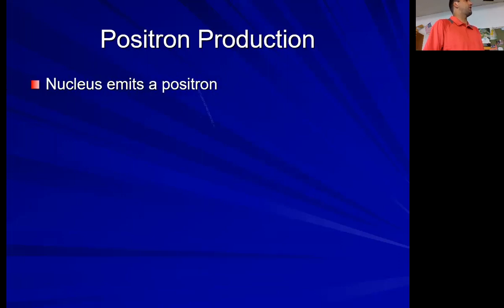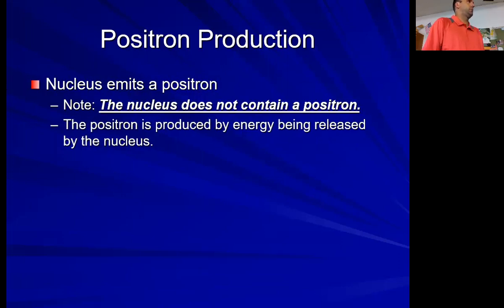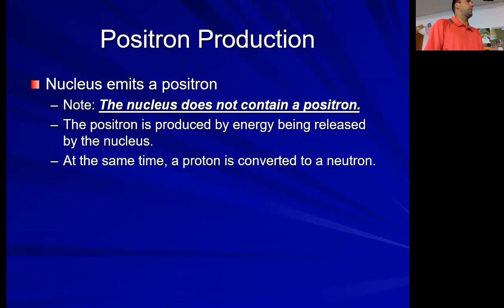All right, positron production. That's a positive electron. Now here's the thing. There is no positron that exists in the nucleus. It's produced by energy being released in the nucleus. A proton is converted to a neutron. This is kind of the opposite of beta, isn't it? You saw in beta that a neutron was converted to a proton.